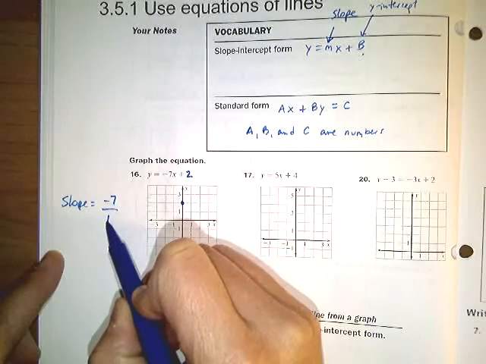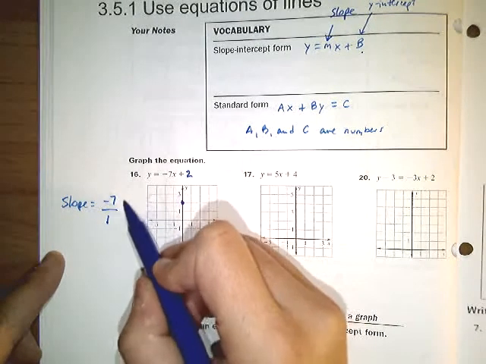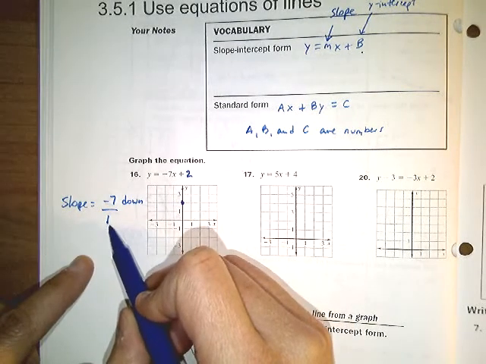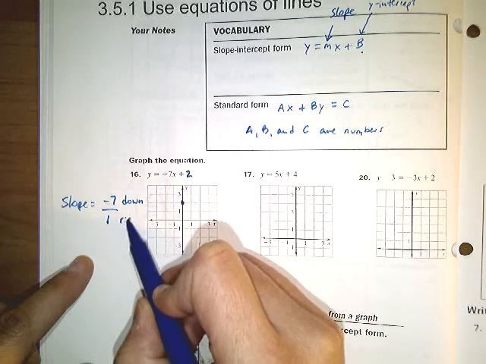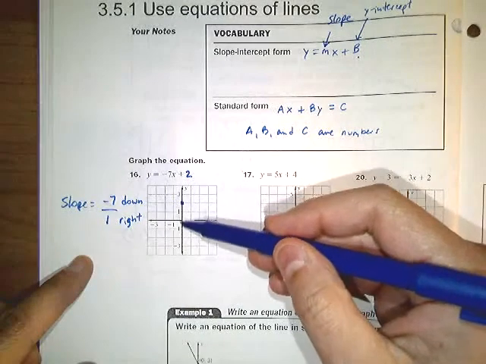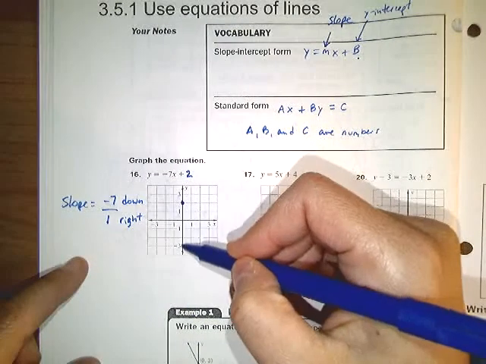Then the slope of -7, we would write it as a fraction first. The top number tells us whether we go up or down. Since the negative is attached to that, we're going to move down. And the bottom number tells us whether to go left or right. Since it's positive, we will move to the right one. So from here, we'll go down 7. 1, 2, 3, 4, 5, 1, 2, 3, 4, 5, 6, 7.